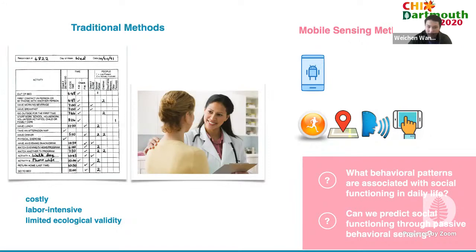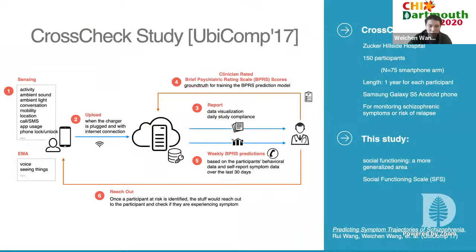Inspired by this need and other emerging techniques in mobile technology, in this paper, we ask what behavioral patterns are associated with social functioning in daily life. Can we predict social functioning through passive behavioral sensing derived from people's smartphones? To answer these questions, we extended our previous CrossCheck study.